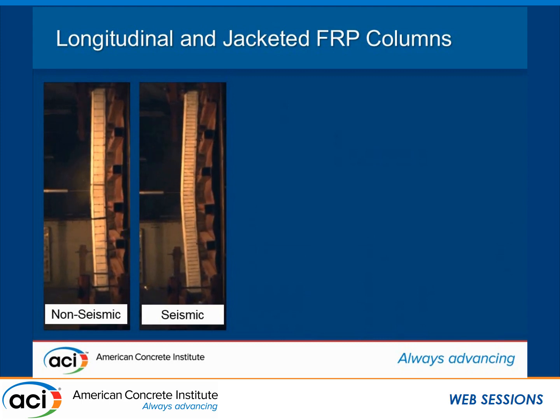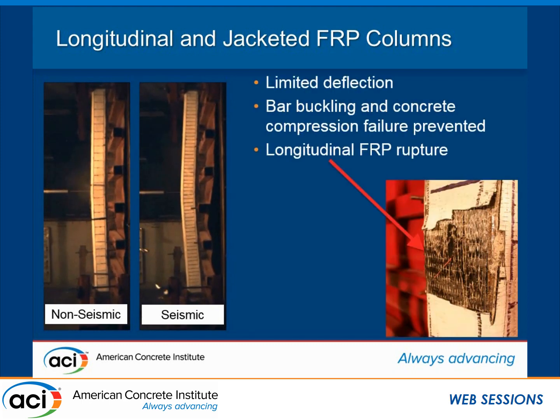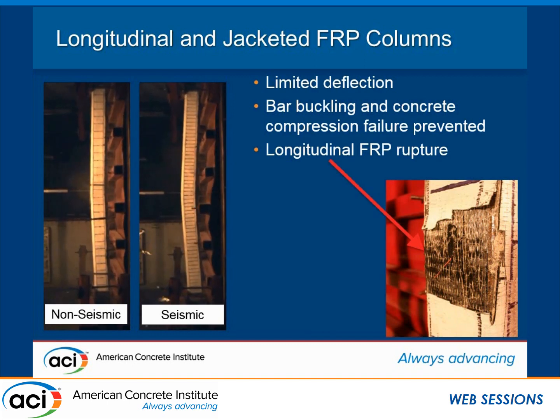Now, when we combine the two, and this one has a longitudinal FRP underneath that jacket, we see a similar sort of response to the first condition where there's no loss of concrete due to concrete crushing and no bar buckling or anything. But if you look at this, there is a significant residual deformation that happens to both of these columns. And what this implies to me, once we get residual deformation, is there's something wrong with the longitudinal FRP underneath it. So, in fact, it did limit deflection, and it did prevent bar buckling and compression failure. But the longitudinal FRP ruptured.